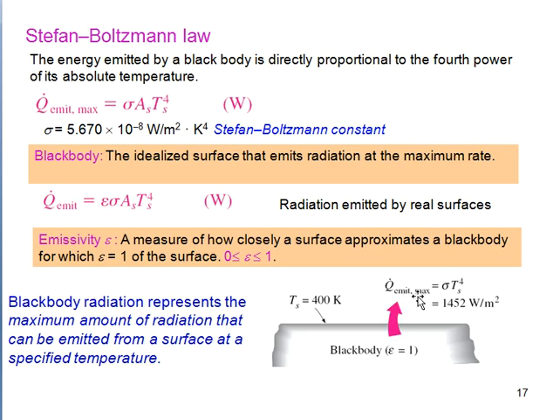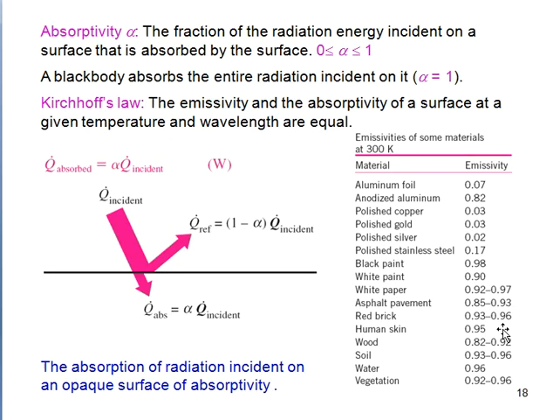Q emit max is sigma Ts to the fourth, and the surface temperature is given as 400. If you calculate using the Stefan-Boltzmann constant, we determine the value in watts per meter square of area. Then absorptivity: this comes later in the radiation chapter, but we'll take a little about it.